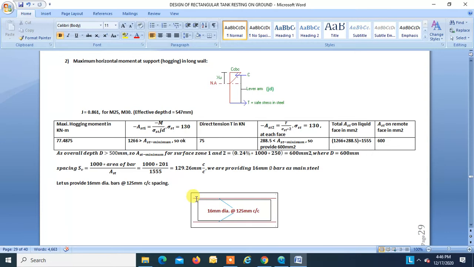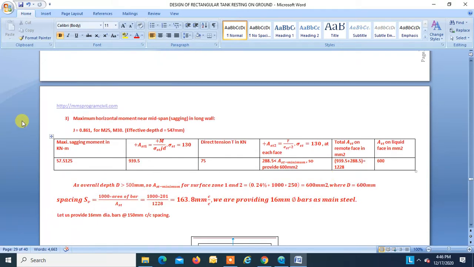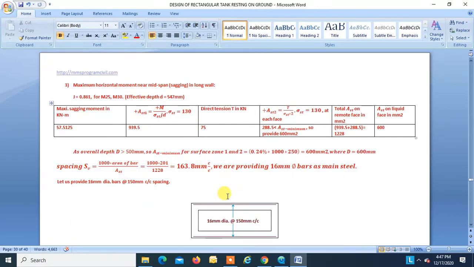But we are providing it through and through. So even at the center we are providing the same steel. Now this is 600 mm², which is to be provided over here, which we'll see later. Now, maximum horizontal moment near mid span. This is sagging moment. So for sagging moment, the tension is going to be on the outer face. And as this is sagging moment, the main steel will be at the center.